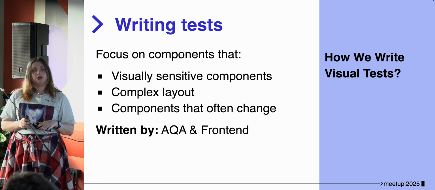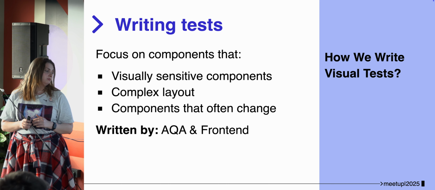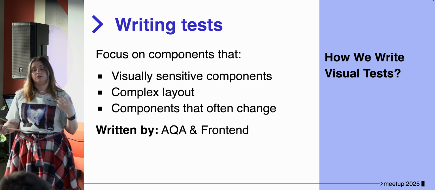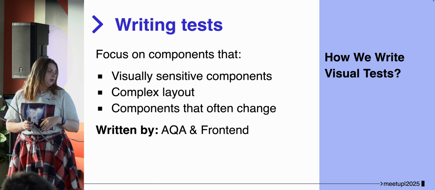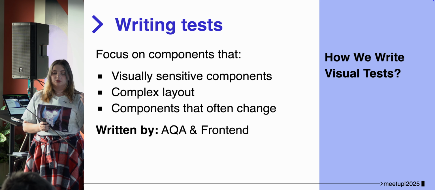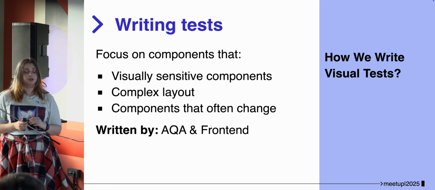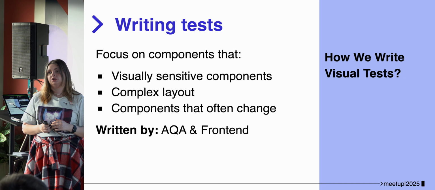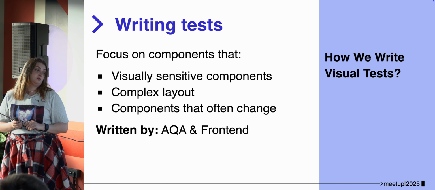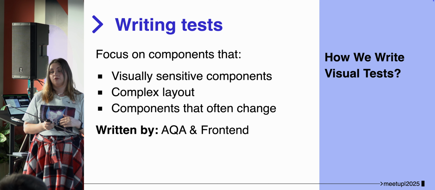And also we have agreements on test writing by QA engineers and front-end engineers. Usually QA engineers cover components that already exist, and the front-end team writes tests for the new components during code writing. It allows us to reduce our backlog for coverage.